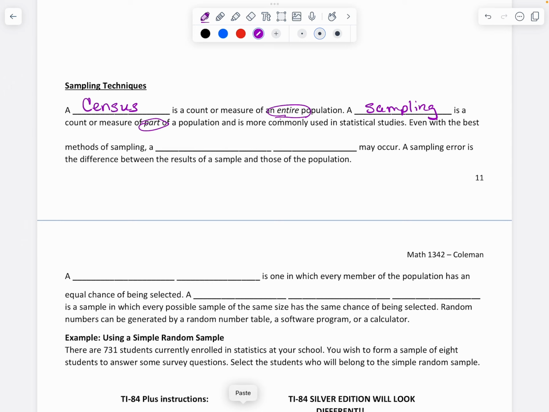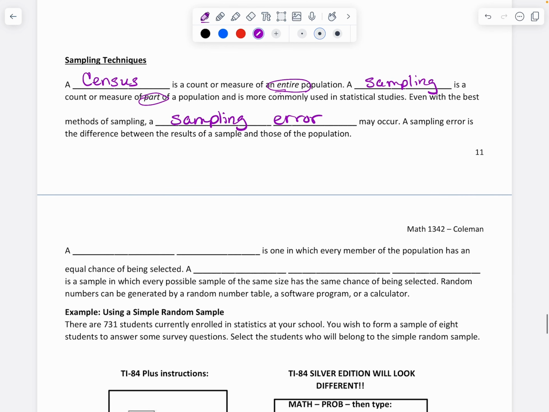And the sampling is just part of the population. However, even with all these best methods of sampling, we also oftentimes have a sampling error. So that's when there is a difference between that sample and the people in the population. So our results are invalid oftentimes, or we're not able to draw the conclusions we thought we would be able to do. And that's called a sampling error.